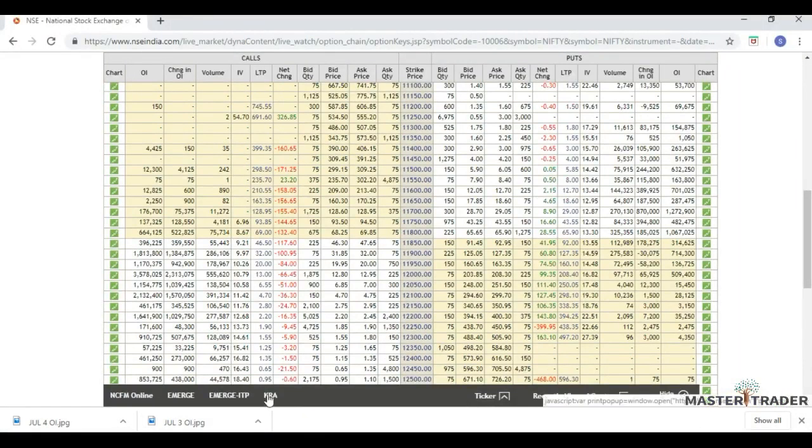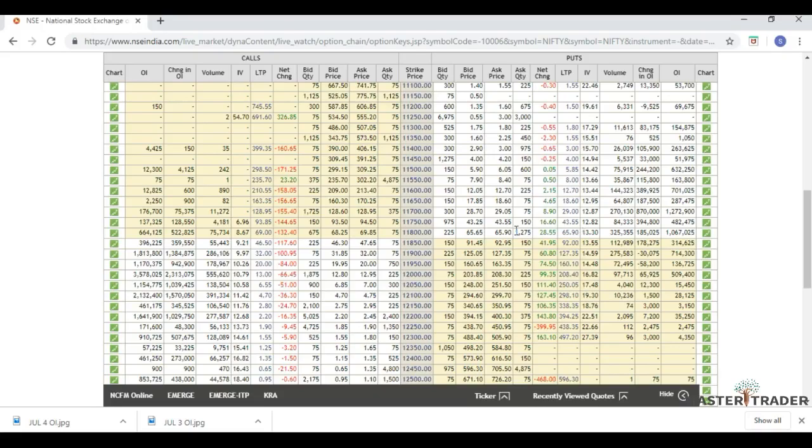First thing we need to look at is that on the left side you will see all the calls, all the call data, and on the right side you will see the put data. So this option chain analysis is just a breakup of what is happening on the call side and what is happening on the put side, and we just need to interpret that data.